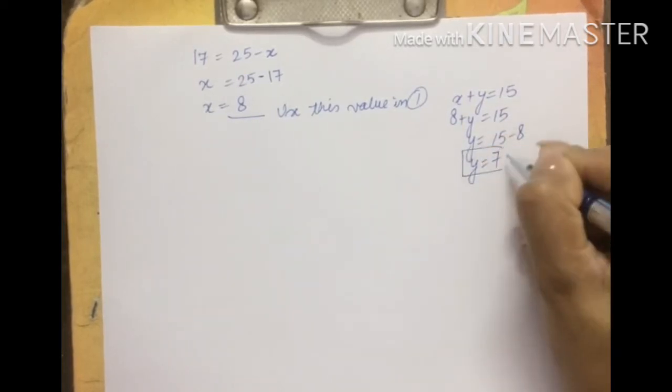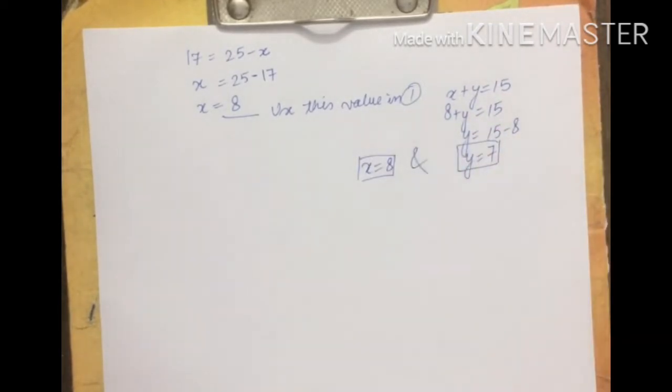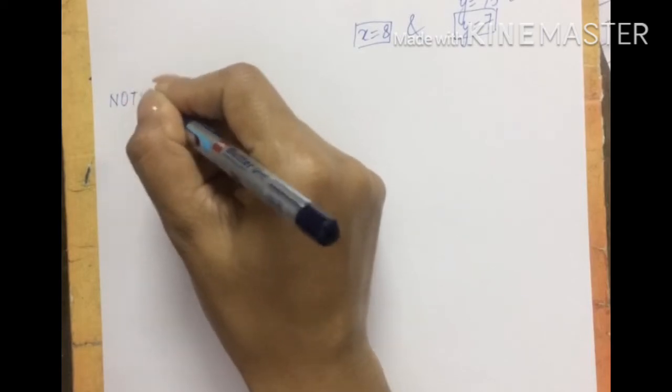So we have the missing frequencies. X is 8 and y is 7. This is your answer for question number 2 of this exercise. Now before we proceed with question number 3 of the exercise, there is something we need to note down.